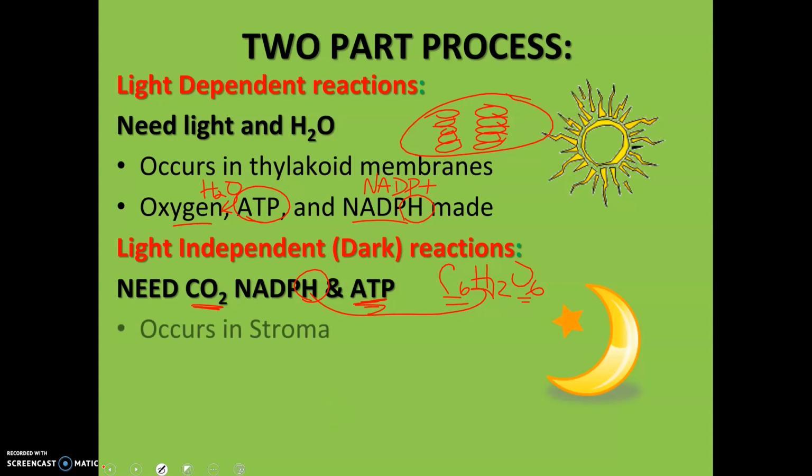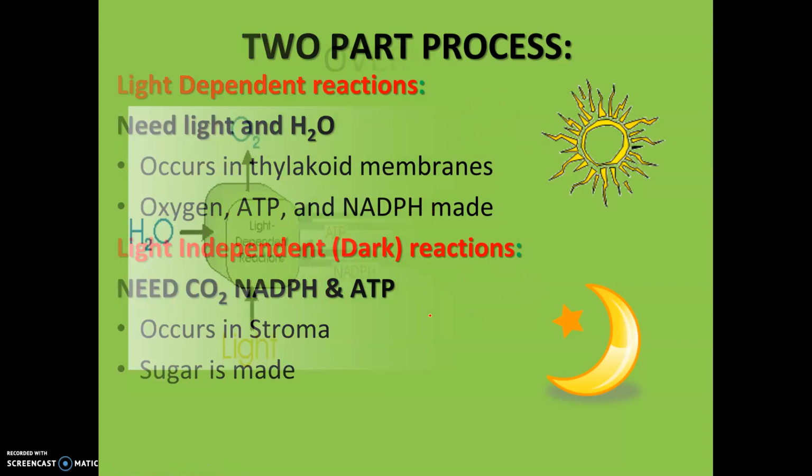All right. Now, the Calvin cycle occurs in the stroma. So that's, remember, that liquidy part here, in between these thylakoids. And this is going to actually make your sugar, your glucose, or other high-energy sugars.